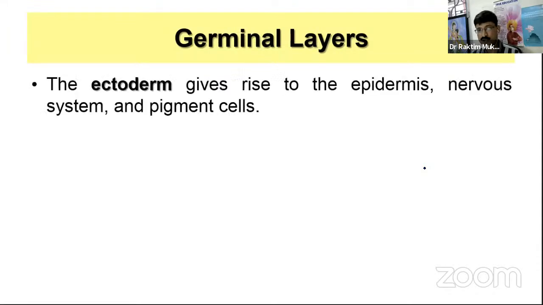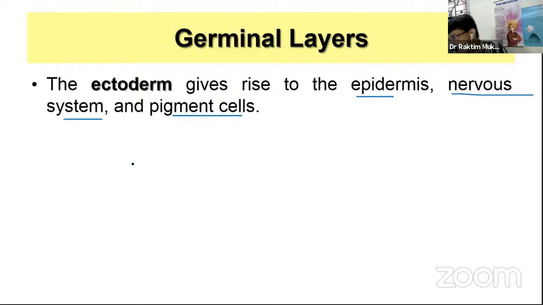The next is germinal layers. Amongst the bits and pieces, one slide on germinal layers can give rise to some 10 to 15 questions. And I will give you a live example after the portion is over. Germinal layers: the ectoderm gives rise to epidermis, the nervous system, and pigment cells.